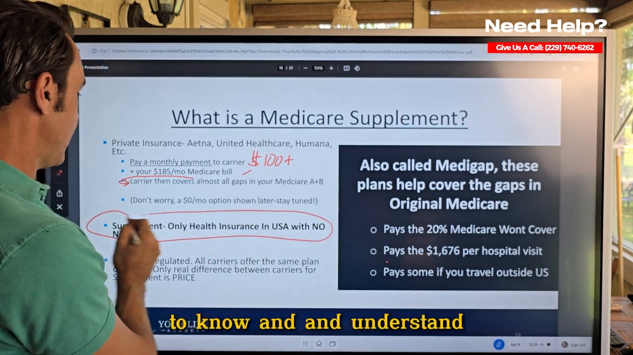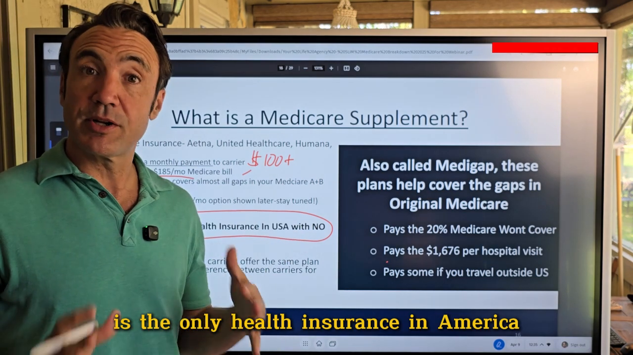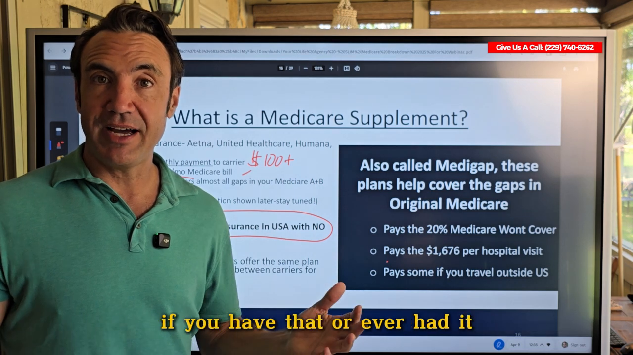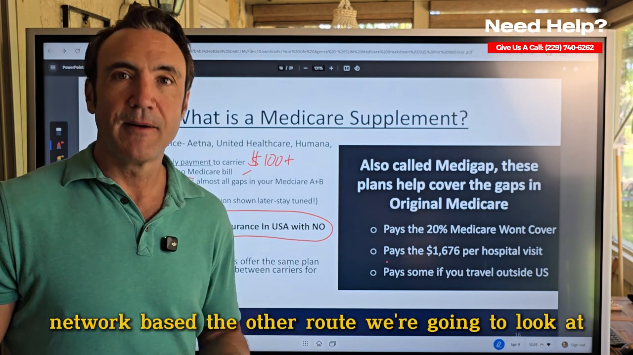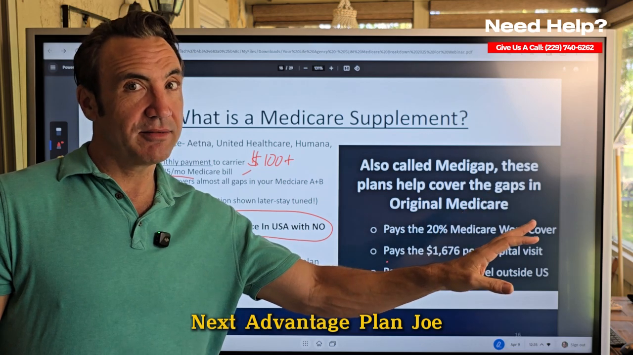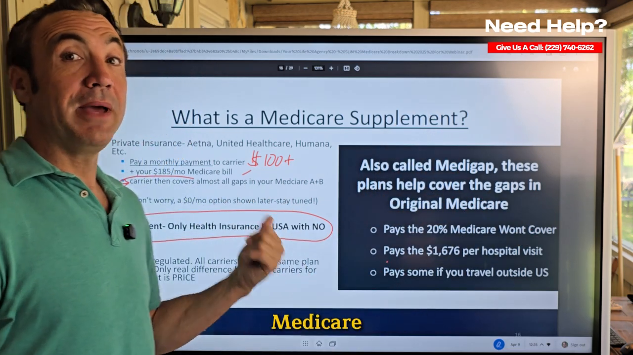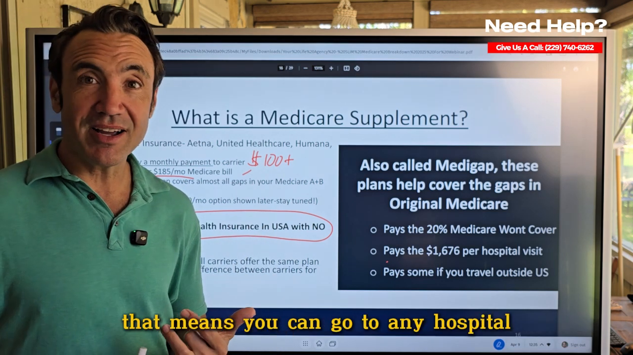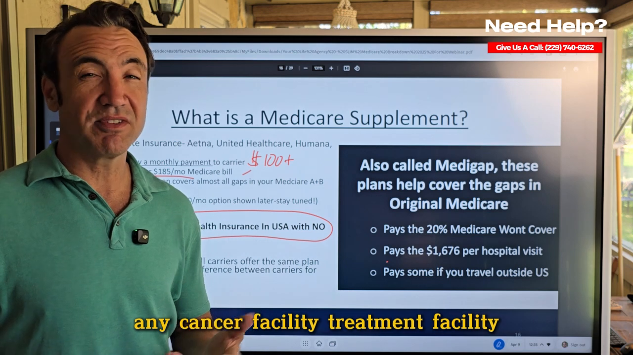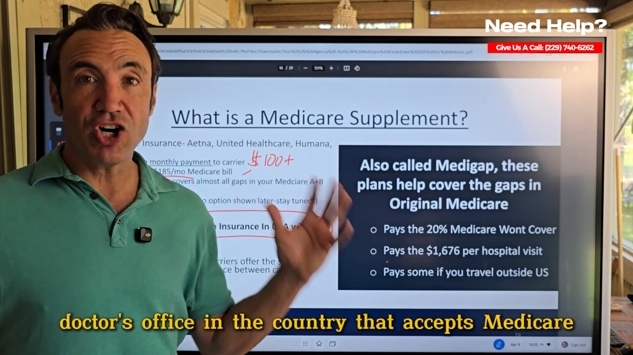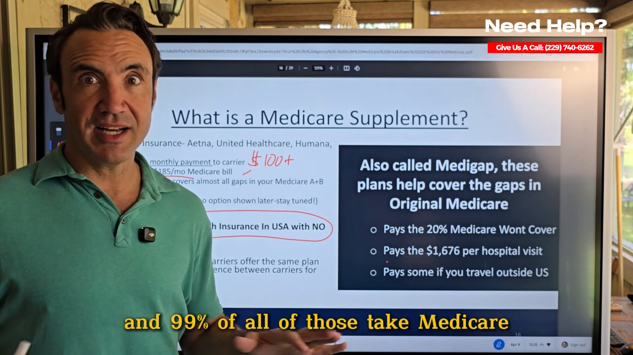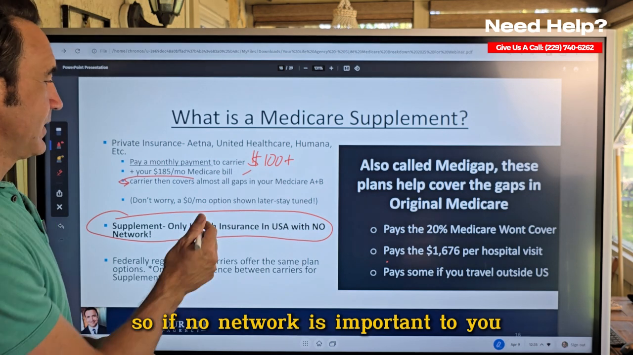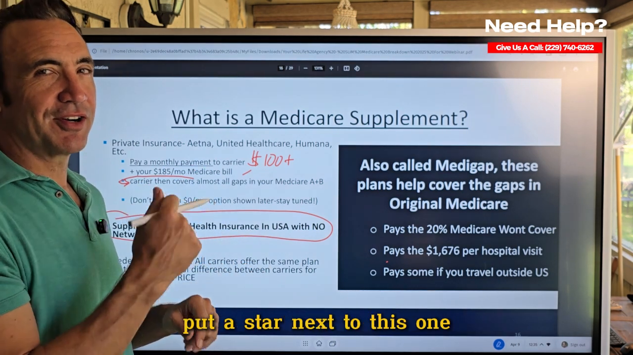To know and understand, supplement plan is the only health insurance in America that doesn't have a network. So your insurance through your employer currently, if you have that or ever had it, network based. The other route we're going to look at next, Advantage Plan, Joe Namath, network based. Medicare with a supplement, only insurance that has no network. That means you can go to any hospital, any cancer facility, treatment facility, doctor's office in the country that accepts Medicare, and 99% of all of those take Medicare. They make their money on it. So, if no network is important to you, put a star next to this one.